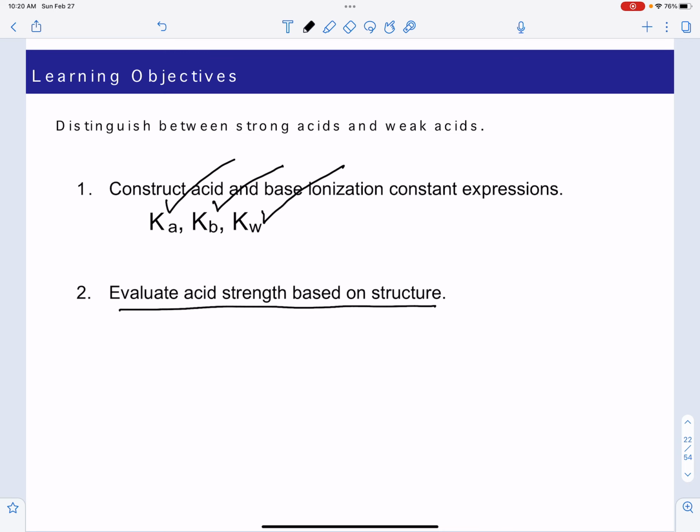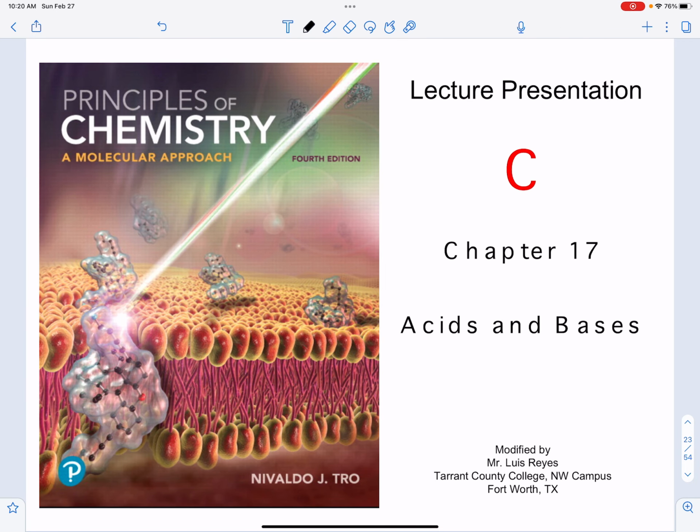And with that in mind, next time we meet, we're going to be on part C of the chapter, where we're going to start doing calculations using Kw and every single formula that we can derive from Kw.